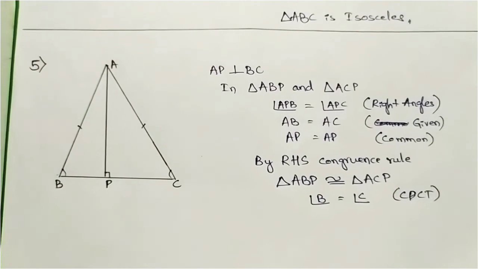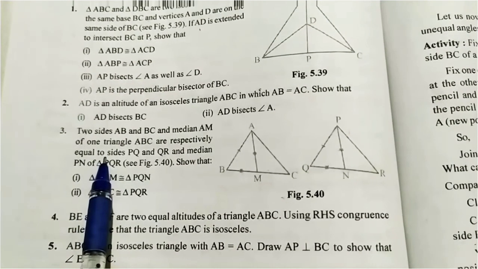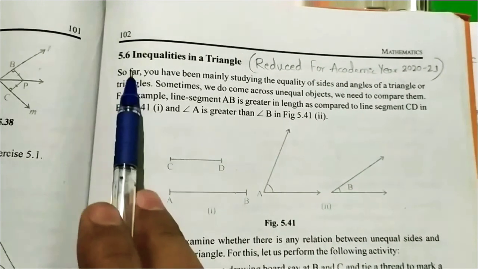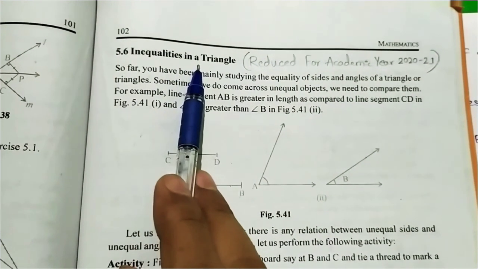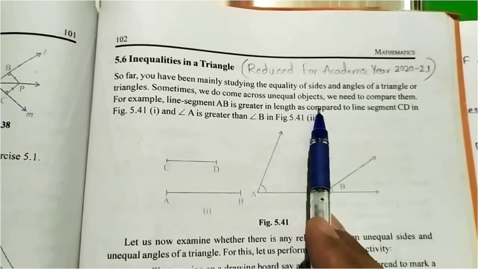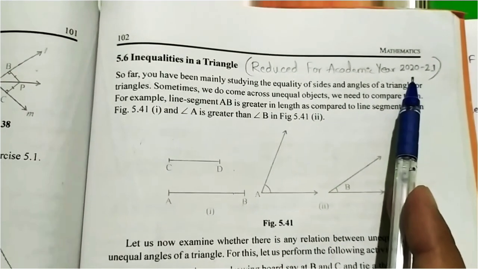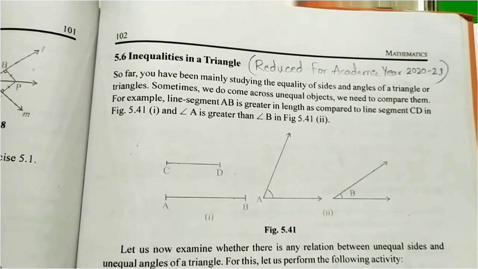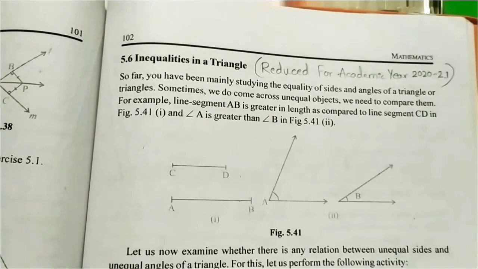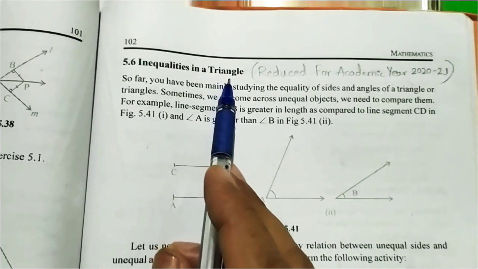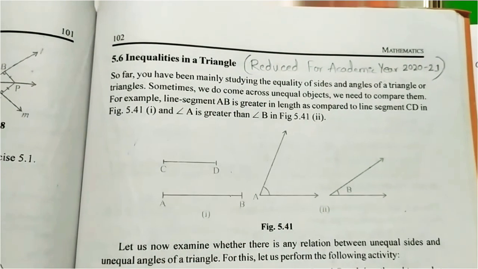Here in this exercise I skipped the third problem. This is for your practice. Okay, and another important thing here, section 5.6, inequalities in a triangle. This whole portion, meaning one whole exercise, is reduced for the academic year 2020-21. No need to practice this exercise. It will not come for your exams, as well as essay 2 and essay 1. No need to practice inequalities in a triangle. It is a deleted portion. It completes your chapter.